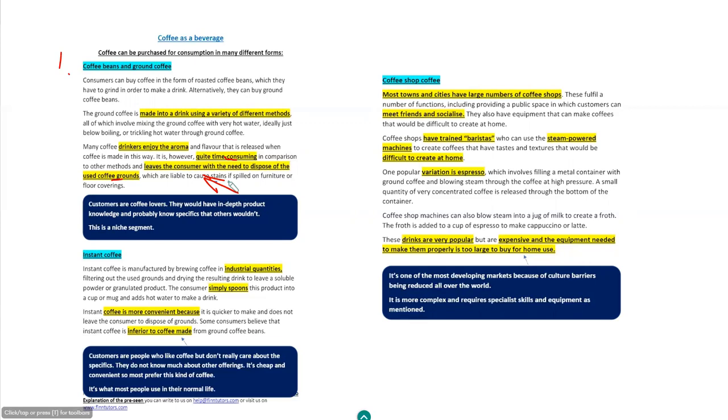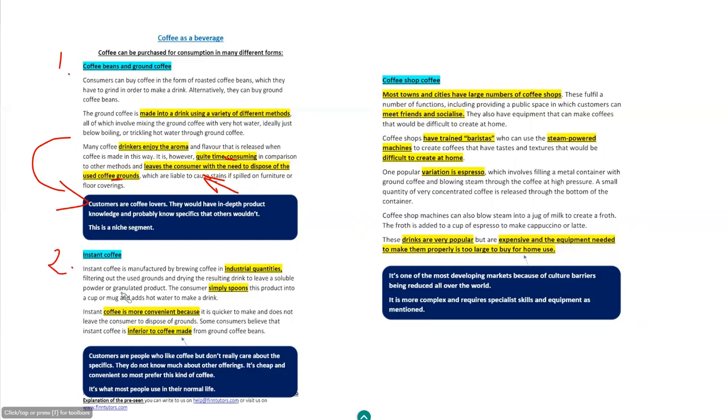Nobody has the time. The customers over here, we can call them coffee lovers. They would have in-depth product knowledge. They would know that, okay, this product has this much caffeine, this much sugar, whatever. And probably know specifics that others wouldn't. This is a niche segment. This is a small segment. It's very traditional because it's time consuming and it leaves you to dispose of the coffee grounds.